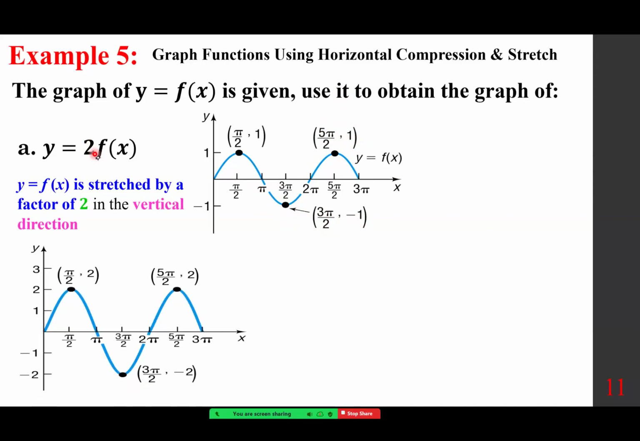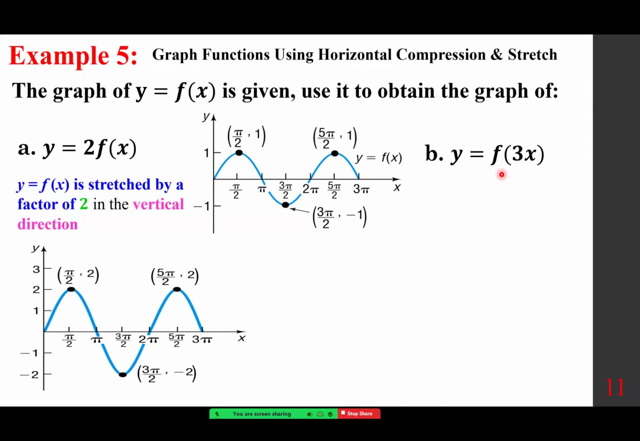So notice pi over 2 comma 1 goes to pi over 2 comma 2. This one, the same thing, 5 pi over 2 comma 2. And this one times 2. So you are multiplying the y coordinates by 2.